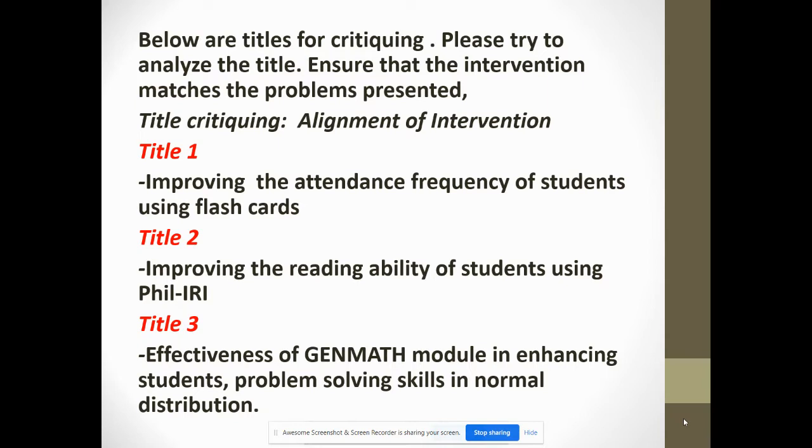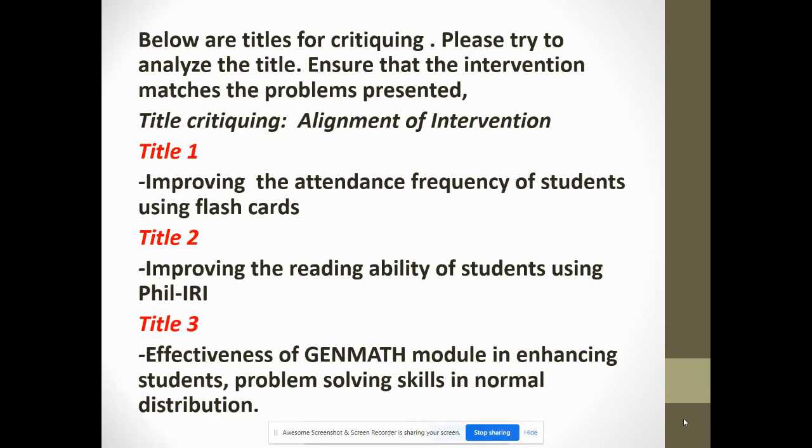Then below are the titles for analysis. Please try to analyze the title. Ensure that the intervention matches the problem presented. So title number 1, our answer should be not much, because of the words using flashcards. Using flashcards cannot solve the problem on absenteeism among learners.